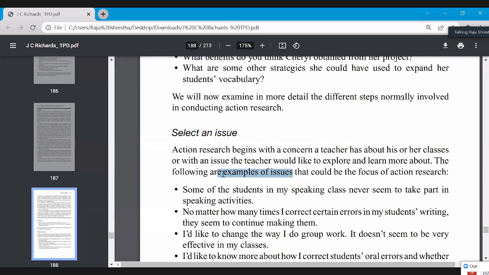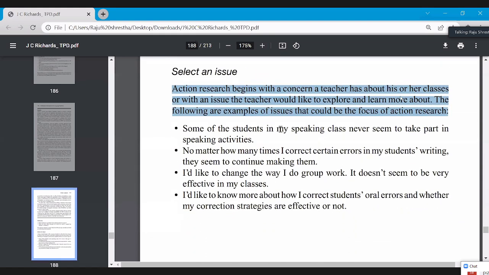The following are examples of issues that could be the focus of action research. यही सोधिरहेको छ तपाईलाई. यति कुरा बुझ्नु पर्यो. Now, for example, some of the students in my speaking class never seem to take part in speaking activity. This is your issue. Some of my students in my speaking class never seem to take part in speaking activity.